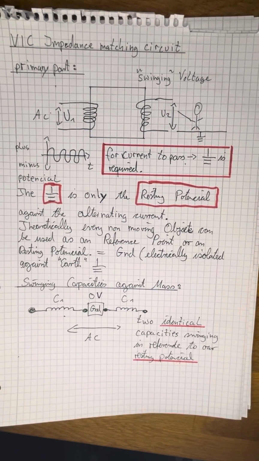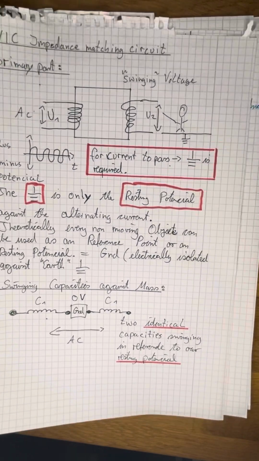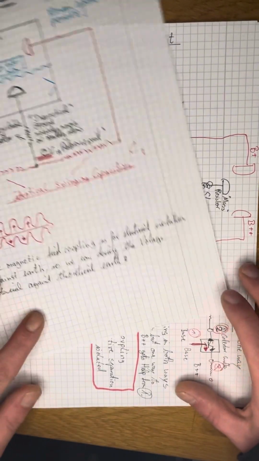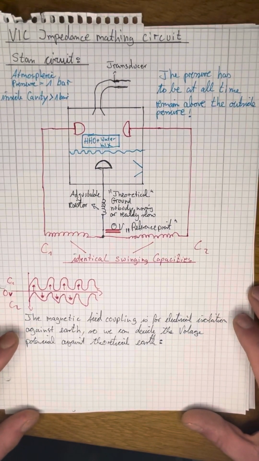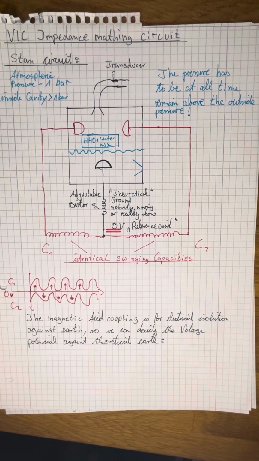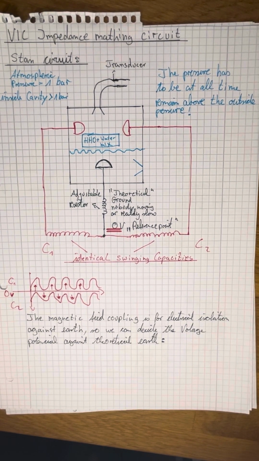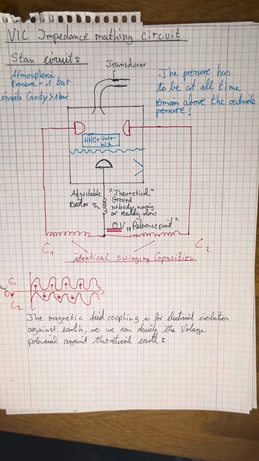So yeah, it's about swinging capacities against mass. Next, the cavity Stan was using, and you can see the identical swinging capacities against the resting potential. The resting potential is also isolated from Earth and not, in this particular situation, ground, so it's different.